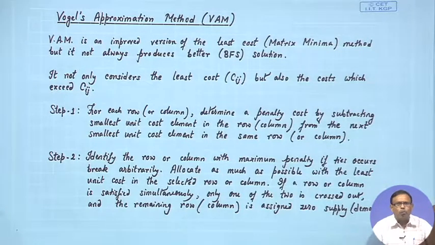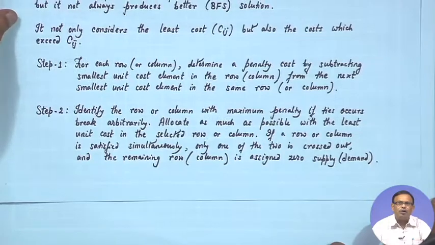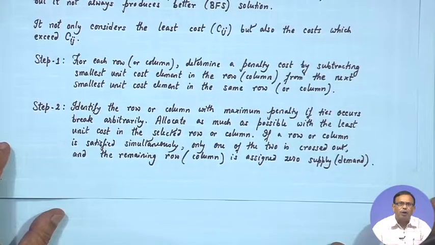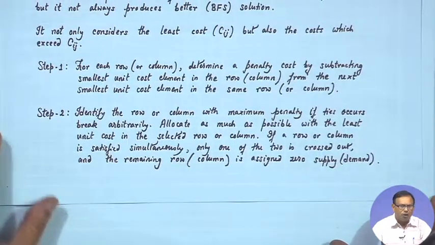In step 2, we identify the row or the column with maximum penalty. If there is a tie, then we choose arbitrarily. Allocate as much as possible with the least unit cost in the selected row or column. If a row or column is satisfied simultaneously, only one of them is crossed out and the remaining row or column is assigned 0 supply or 0 demand.